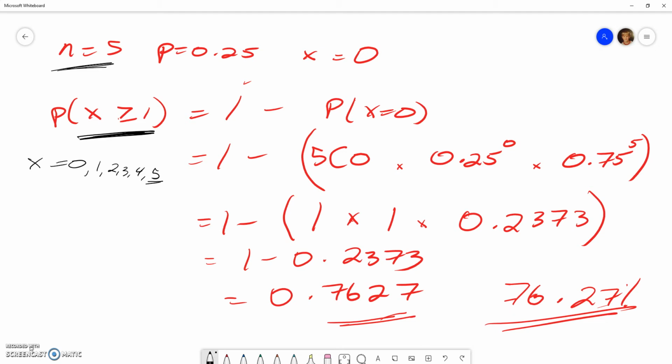So in this case, at least 1 means everything greater, 1 or more. If we were to calculate the probabilities for all these numbers from 0 to 5 and add them up, we would get a total of 1. We already did the probability when x was 4. We found that to be 0.0146.